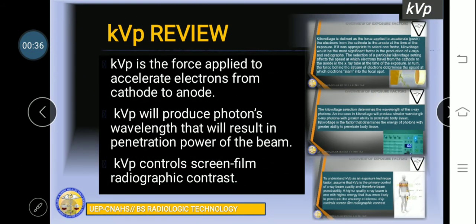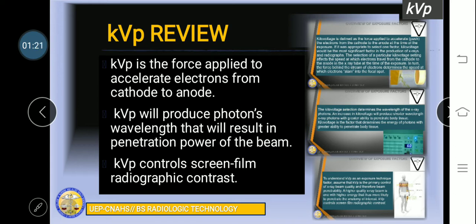So lately, we have defined that KVP is the force that is applied to accelerate electrons from the cathode to the anode, in which we emphasize that KVP is one of the major factors that contribute to the production of X-rays. The projectile electrons that travel from the cathode to the anode will be determined by the kilovolt peak. And we said that this is the force that will determine the speed of electrons as they slam into the focal spot, or the area of the target from which the actual X-ray is emitted.